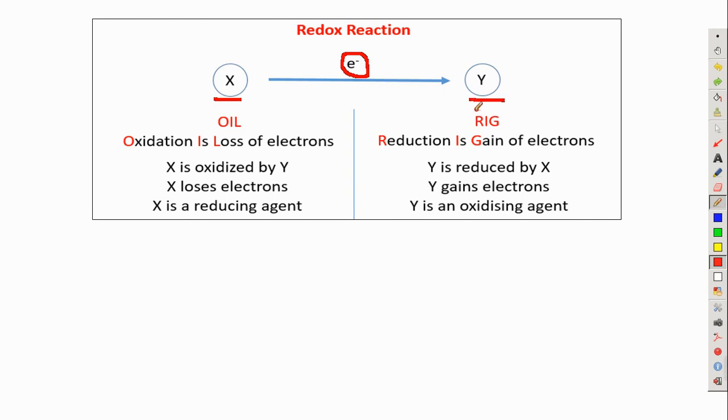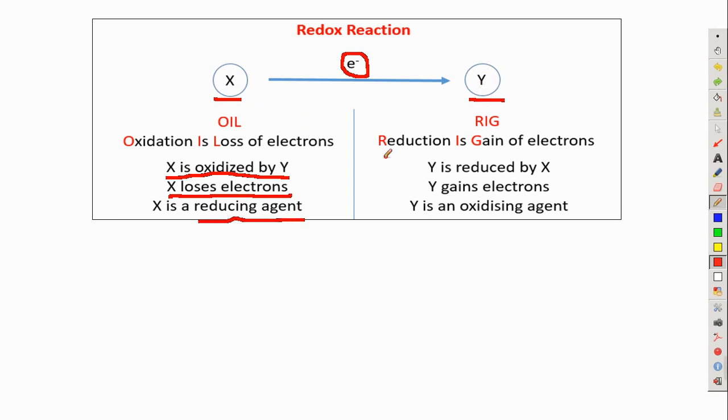So what does this imply? X is oxidized by Y. Basically Y is taking the electrons away. That's why we say that X loses electrons. And we say that X is a reducing agent. Why is this said? Because the Y molecule will be reduced because of the action of the X molecule.